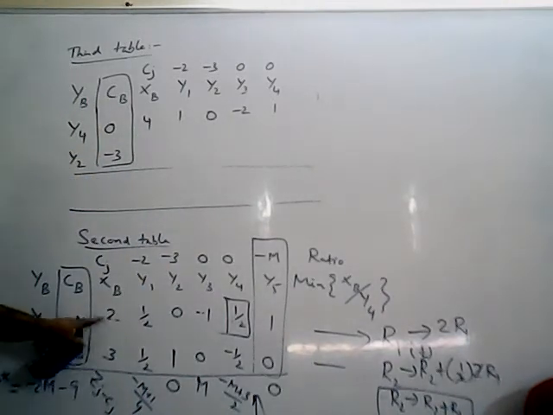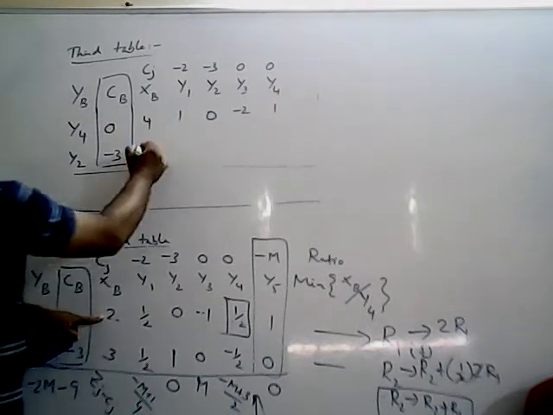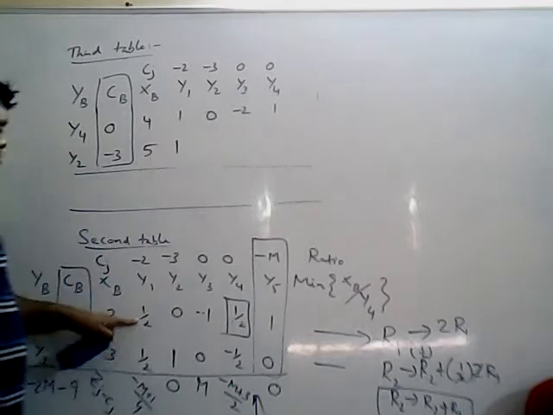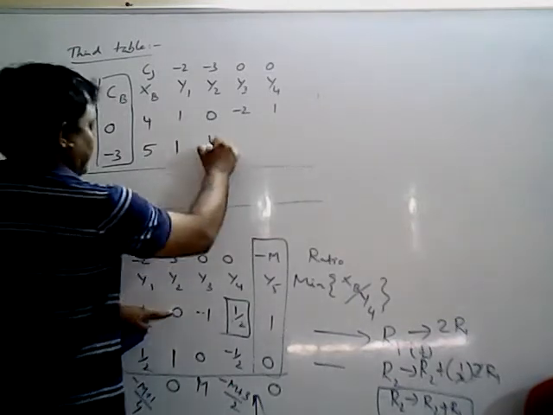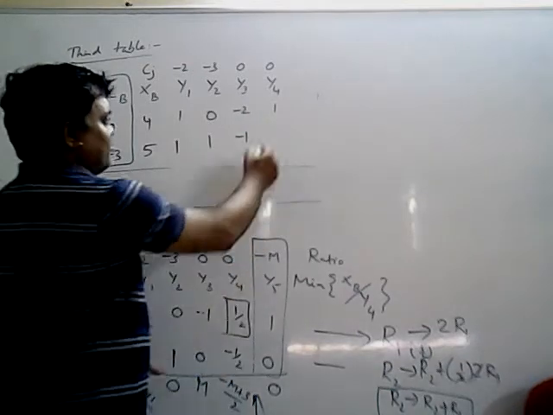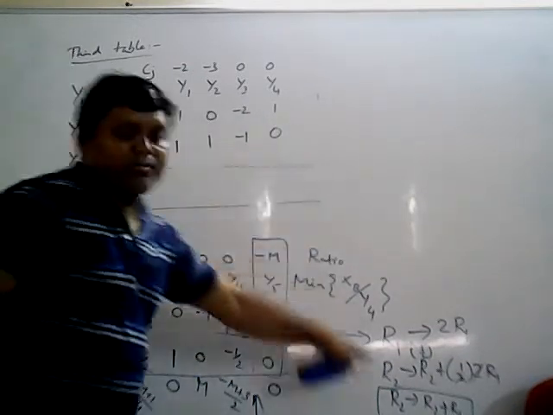And these two you have to add. 3 plus 2 is 5. 1 by 2 plus 1 by 2 is 1. 1 plus 0 is 1. 0 plus into minus, that is minus 1. Minus 1 by 2 plus 1 by 2 is 0. Now you are getting 0. That means your operation is correct.